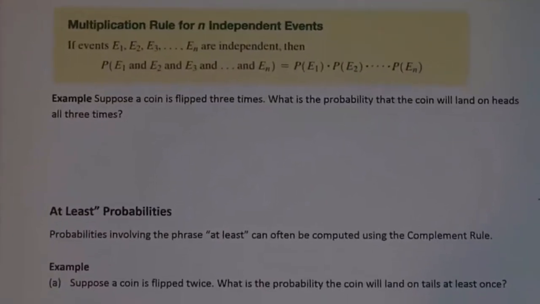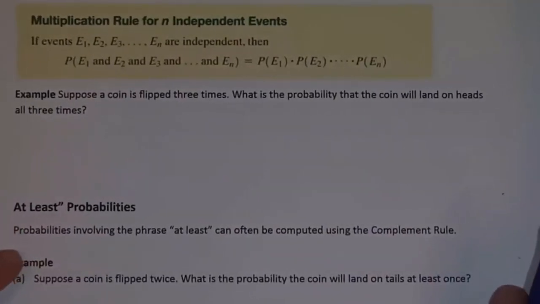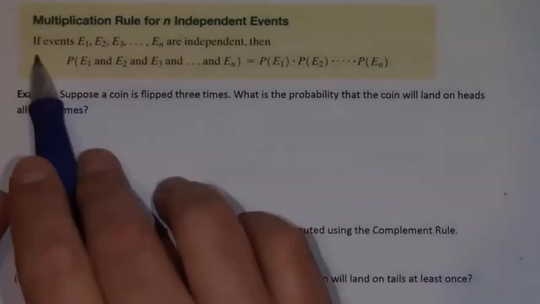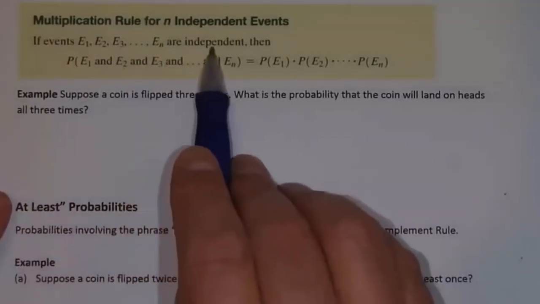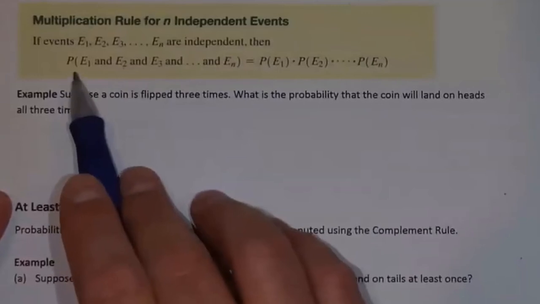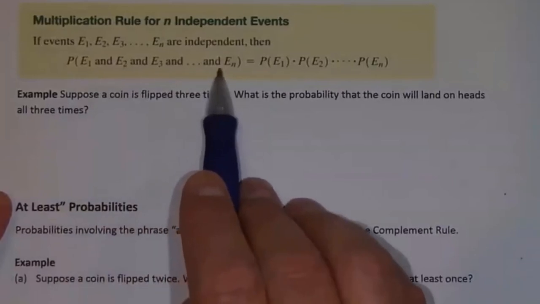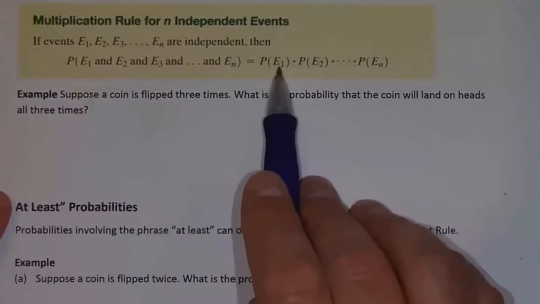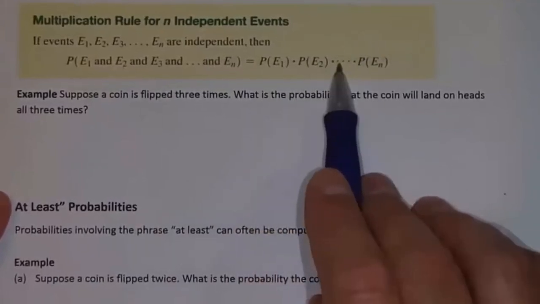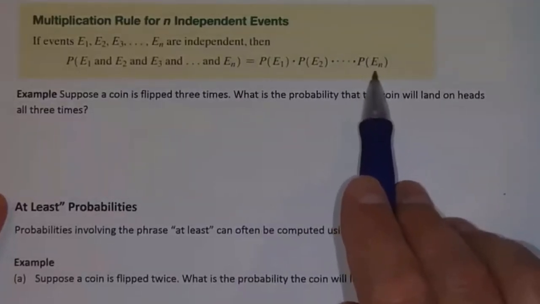Now, the multiplication rule can be generalized. So what if we don't just flip a coin twice? What if we flip a coin 3 times or 4 times or 5 times or 10 times? Well, if events E1, E2, E3, and so on to En are all independent, then the probability of E1 occurring and E2 occurring and E3 occurring and so on and E sub n occurring is just going to equal the probability of E1 times the probability of E2 times the probability of E3 and so on until I multiply that by the probability of E sub n.